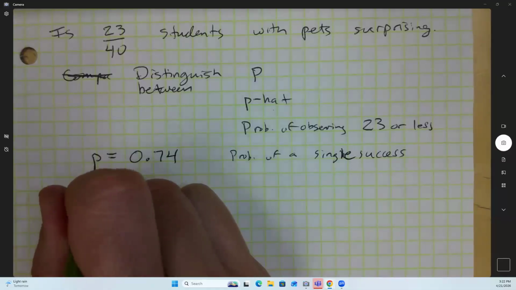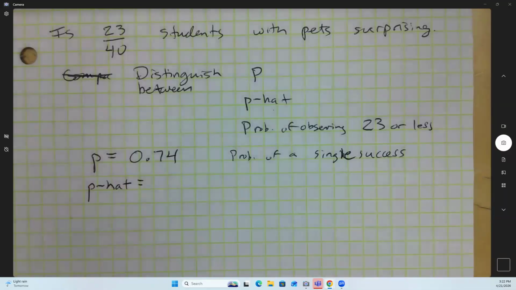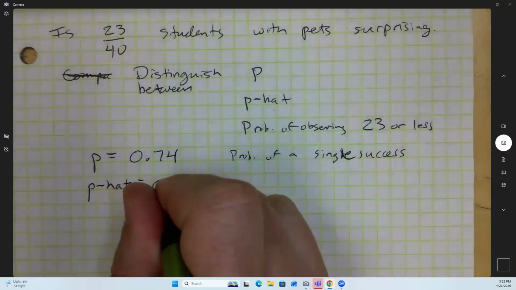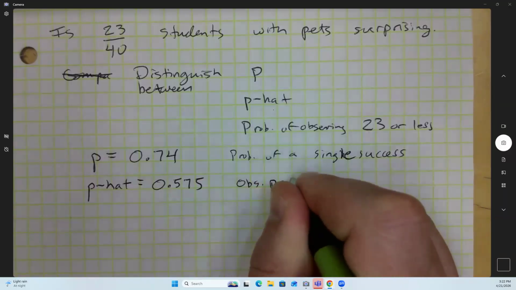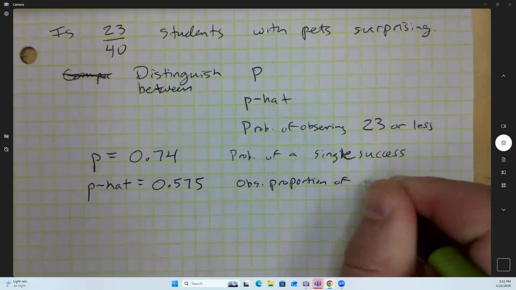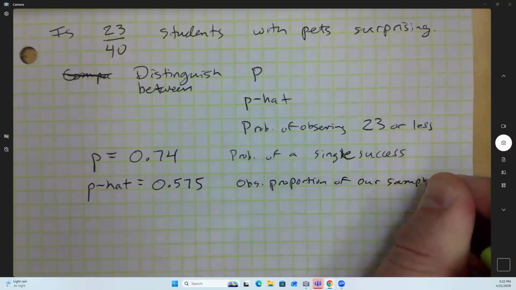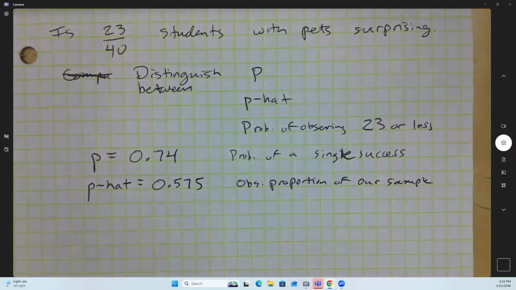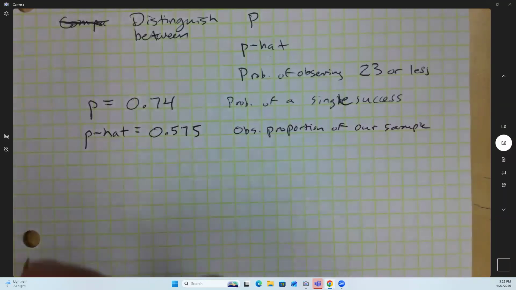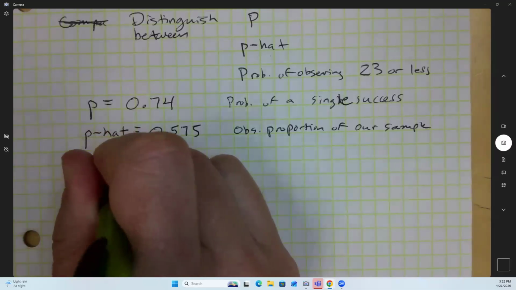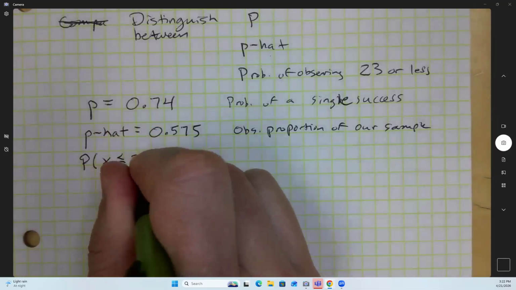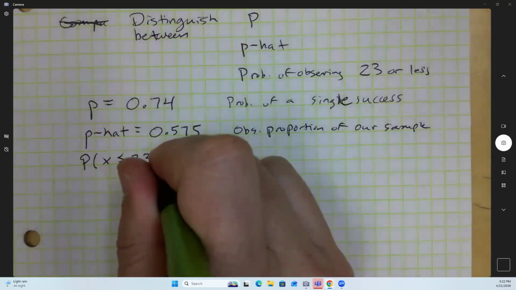P hat is also a decimal. What's the decimal value of p hat here? 0.575. This is the observed proportion of our sample. But in order to decide if it's surprising, we need to look at the probability of seeing 23 or more extreme.